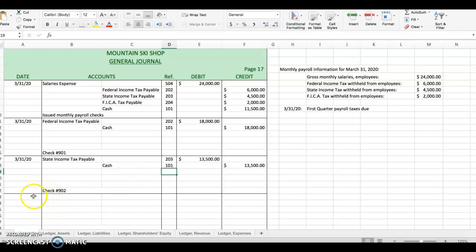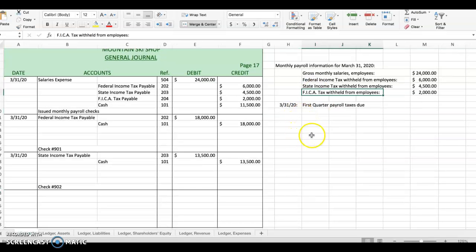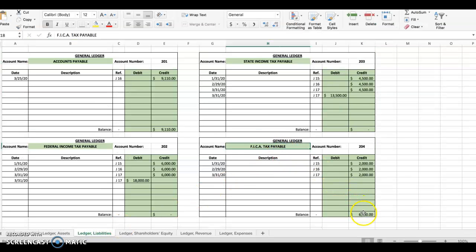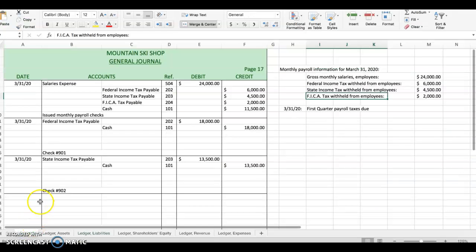One thing we're not going to do here is FICA, and there's a reason for that. It has to do with the fact, if you remember when we introduced these tax liabilities, FICA is the one that is split between employer and employee. If we look at FICA tax payable, this $6,000 represents the amount we withheld from employees, but we have to pay our share as well, meaning the business. So we're not quite ready for that. We'll explain that in a few days. So we're going to hold off on paying FICA at this point.